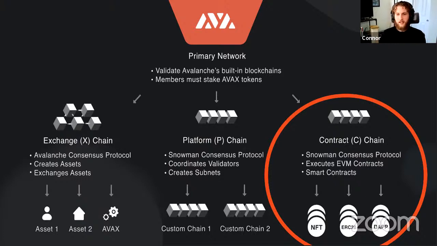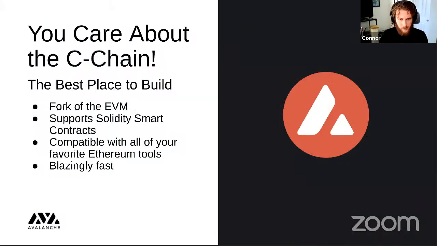So the contract chain is a smart contract framework. It is a fork of the Ethereum virtual machine and executes Solidity smart contracts. And so this is where you're actually going to have the most bang for your buck developing smart contract applications. So it is the best place to build. Like I said, it's compatible with all your Solidity smart contracts. It's compatible with all your existing Ethereum tools, and it is blazingly fast.